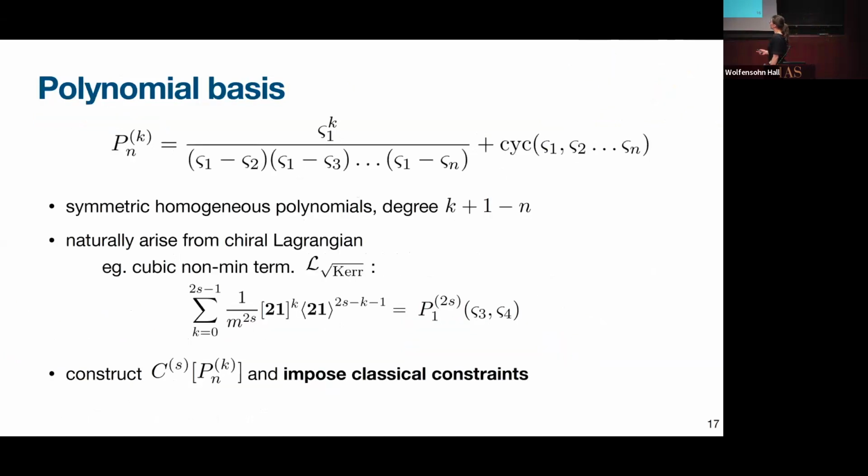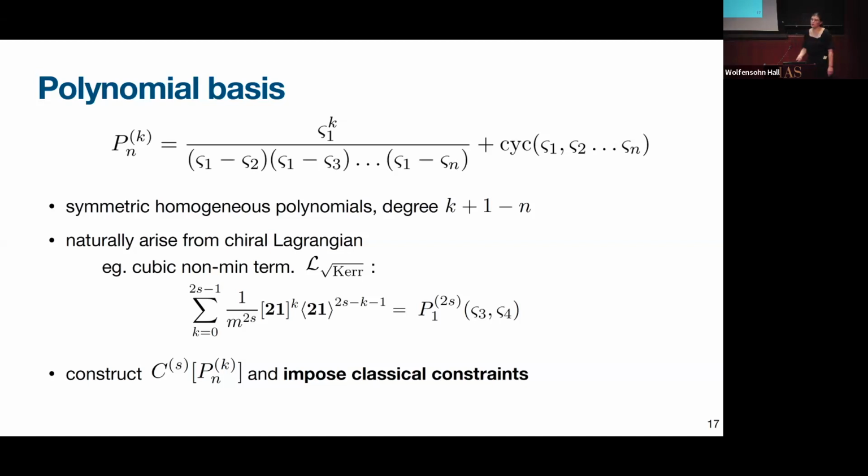So let's quickly discuss these polynomials, or highlight them at least. I've written them in a form that doesn't really make it clear that it's polynomial, but this is one of the most compact ways to write the polynomials, but there's a more obvious way of writing them otherwise. And these seem to naturally arise from the Kerr Lagrangian either way. So this term here is essentially what the vertex corresponding to the non-minimal interaction in the Kerr Lagrangian is. And we find that it's really just on the nose one of these polynomials.